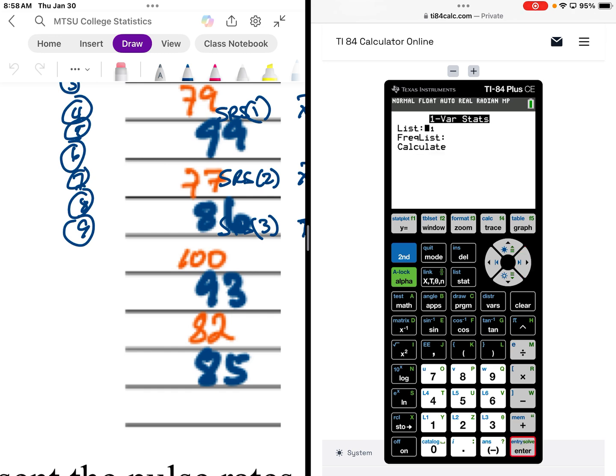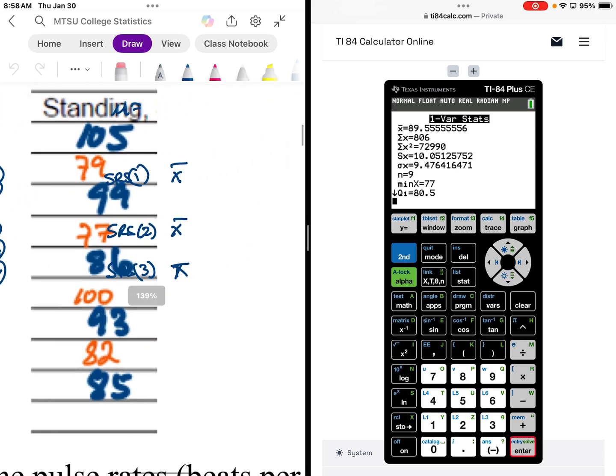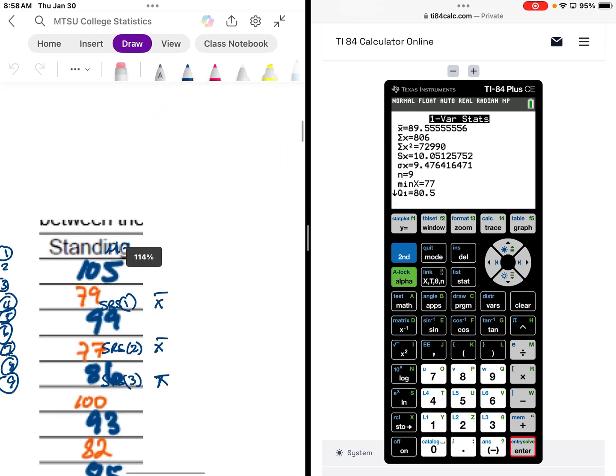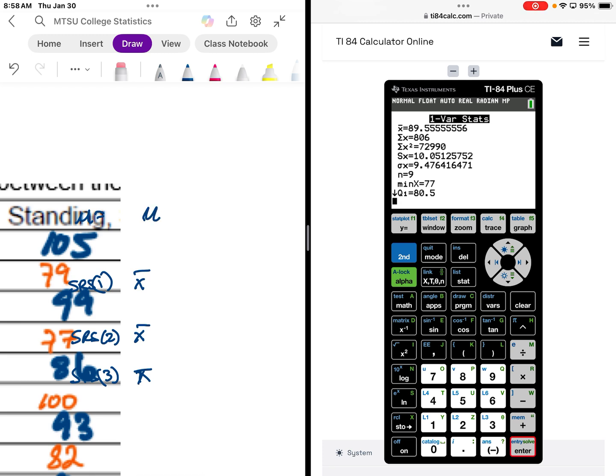I got all my stuff in L1. Fantastic. Go down to calculate. My population mean, mu, because I used all of the data, was 89.5556. Remember, pay attention to decimals. We will be doing things out to the fourth decimal place, rounding it to the fourth. So take it out 5, round it to the 4.